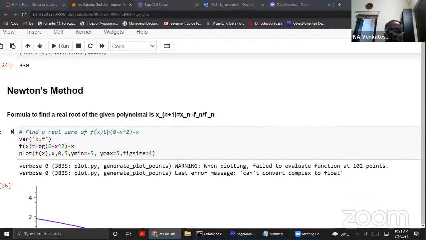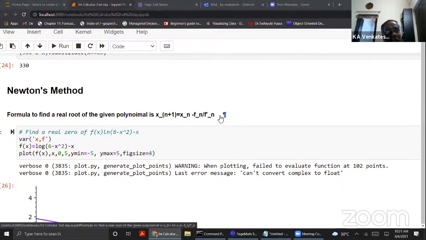Find a real zero of f of x equal to ln of 6 minus x square minus x. Here, what we have to do is give the initial value. The formula is known to you: the (k plus 1)th iteration equals the kth iteration minus f of xk divided by f dash of xk. That is what I have written as x(n plus 1) equals xn minus f of xn divided by the derivative of f at xn. This is known to us. It's an iterative process, therefore we also need to use the table.